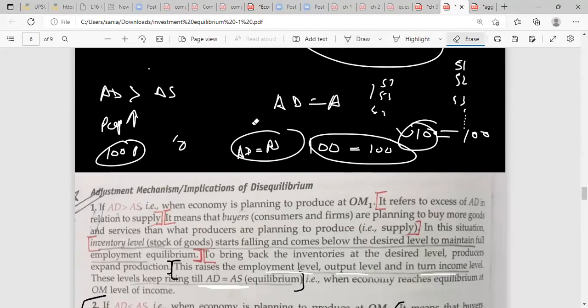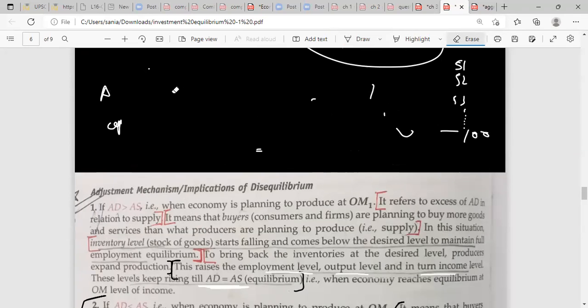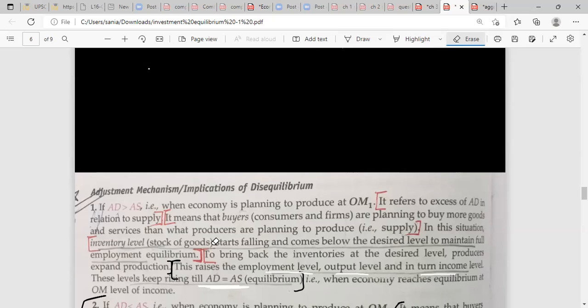So over here, see, this mechanism is very, very important. So listen to it very carefully. Because if you understand this one, the second one you can automatically do. So now the first thing is AD is greater than AS.